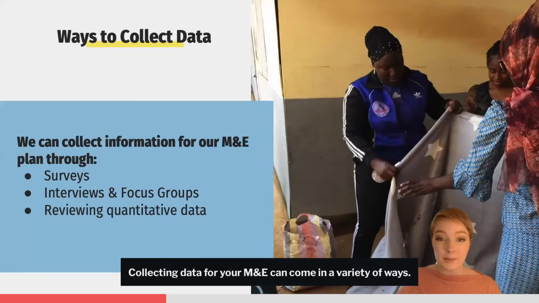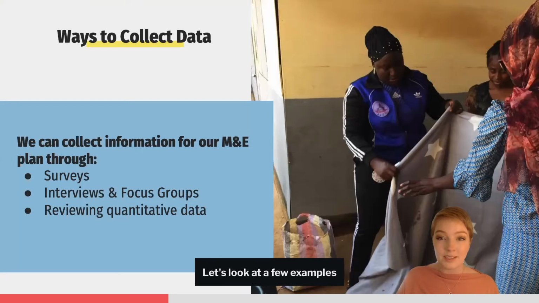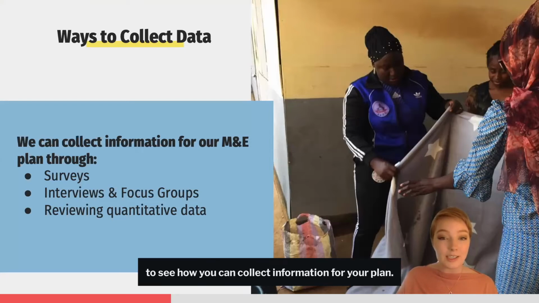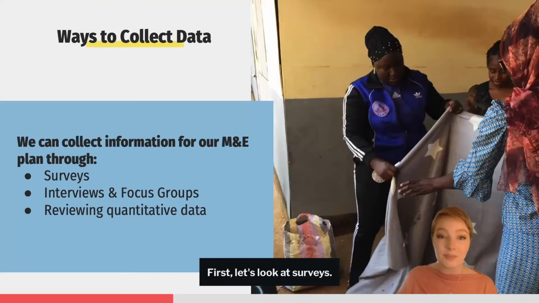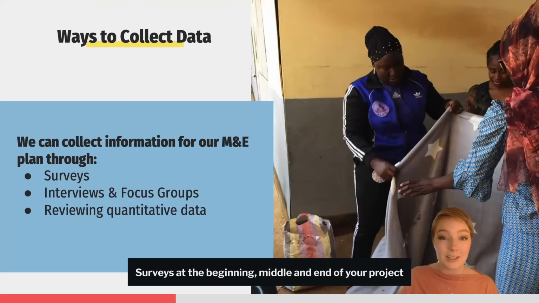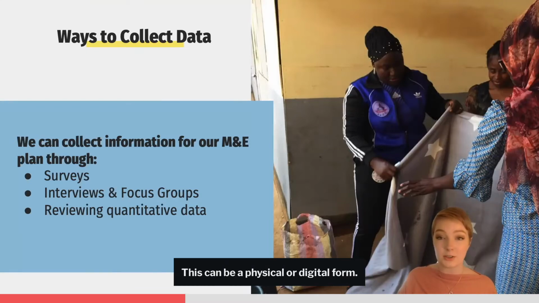Collecting data for your M&E can come in a variety of ways. Let's look at a few examples to see how you can collect information for your plan. First, let's look at surveys. Surveys at the beginning, middle, and end of your project can be a powerful indicator of how successful the project is. This can be a physical or digital form.